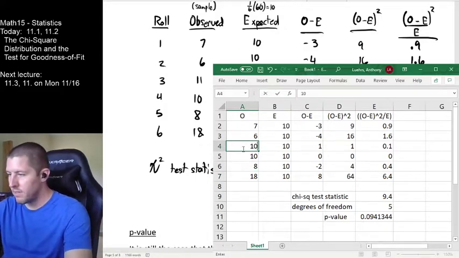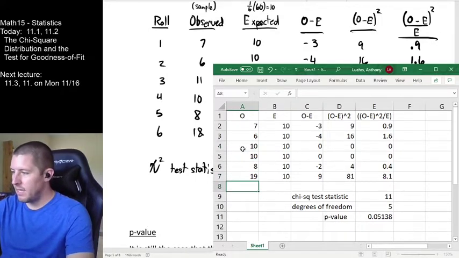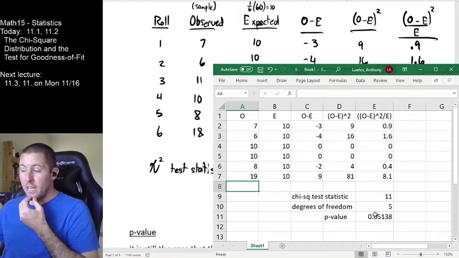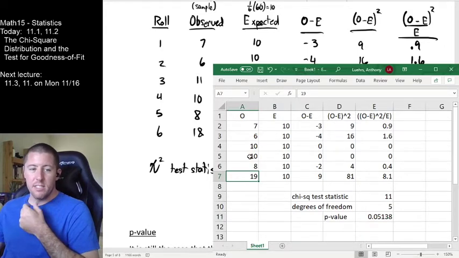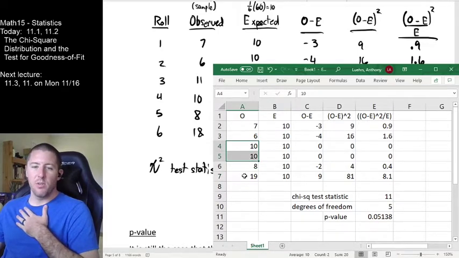So what happens if we do this? A 10 and a 19. All right, that still did bring us closer, but notice we're still not over our rejection threshold here. So just making this a 19 doesn't in all cases cause this to be so extreme that we reject, because notice that the 4s and the 5s are really closely matching what we expected.